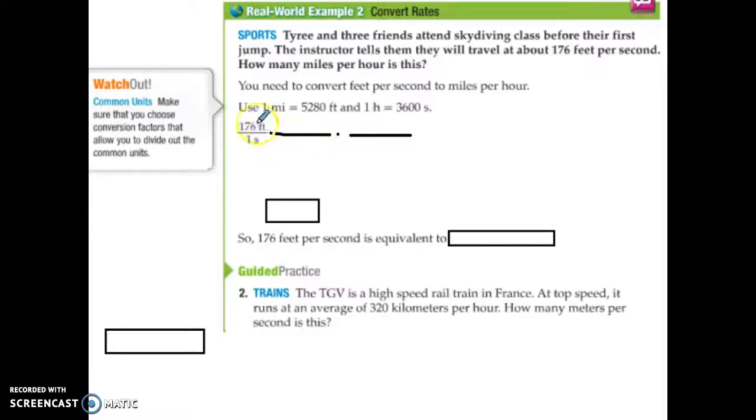So feet's on top here, so I have to put feet on the bottom of this fraction. I want them to cancel out. Okay? Seconds is on the bottom of this fraction, so I got to put it on the top of this one, so seconds cancel out. I'm going to turn seconds into hours, so I put the H down there, and I'm turning feet into miles, so I put the miles up here. Okay? And now look at my conversion here.